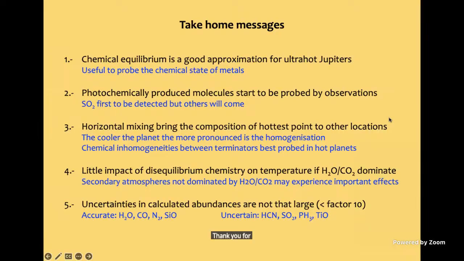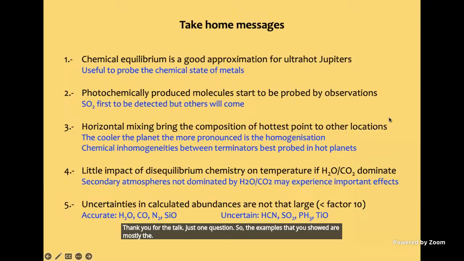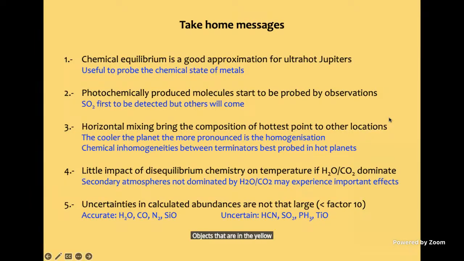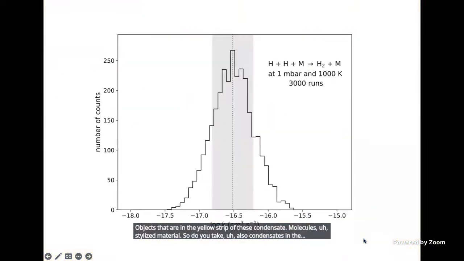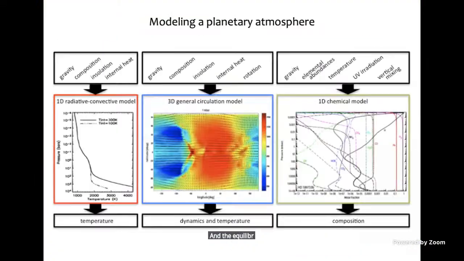Thank you for the talk. Just one question. The examples that you showed are mostly objects that are in the yellow strip of this plot, with condensate molecules and ionized material. So do you also take condensates into account in the disequilibrium computations?